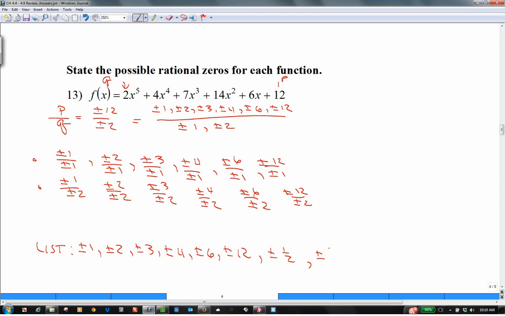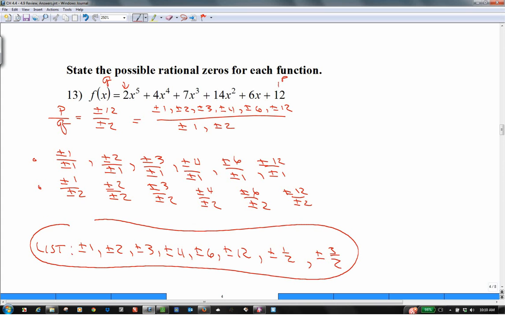So let's add that. Now let's add 4 over 2. Oh, that's 2. It's already in the list. 6 over 2 is 3. That's already in the list. 12 over 2 is 6. That's already in the list. So my final list of all possible zeros would be that. I mean zeros, not factors, zeros. So that's my list.